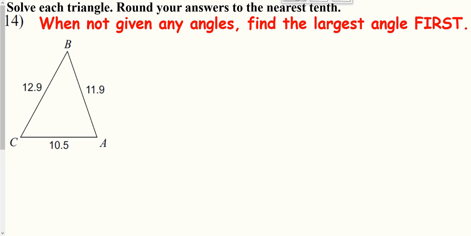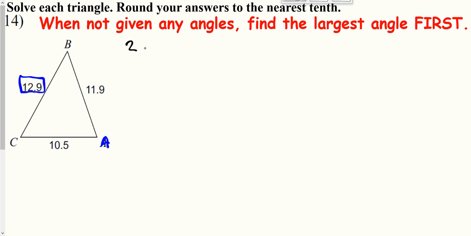Okay, so now on this one, you're not given any angles. So therefore, we can't use law of sines because we don't have an opposite pair. We can use law of cosines. But if you're not given any angles, then you have to find your largest angle first. There's some minor things that you can run into if you don't do that. So remember from geometry, your largest angle is opposite your largest side. So here's your largest side. It's going to be opposite your largest angle.